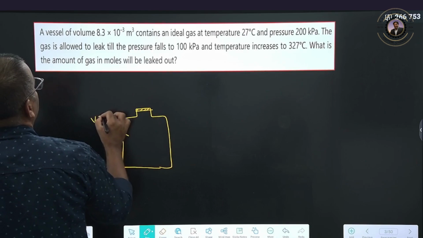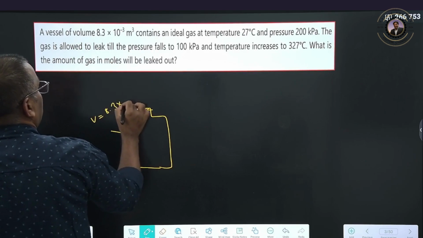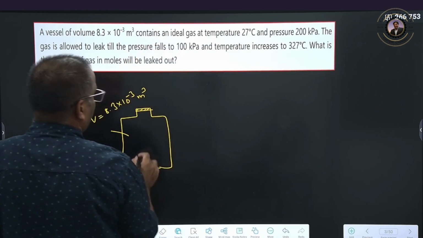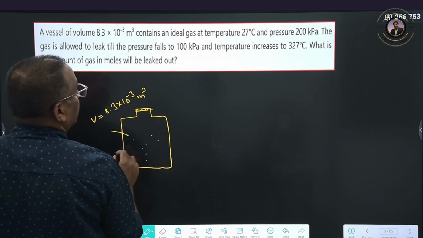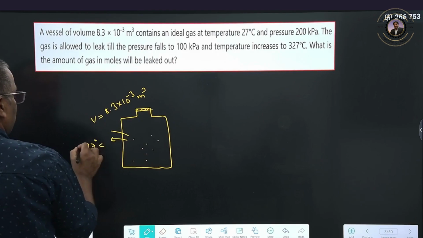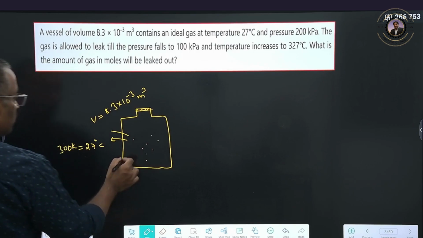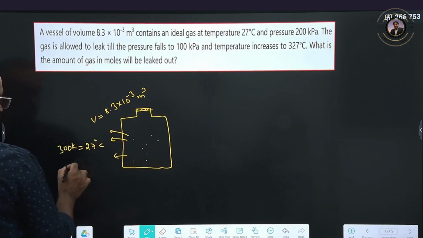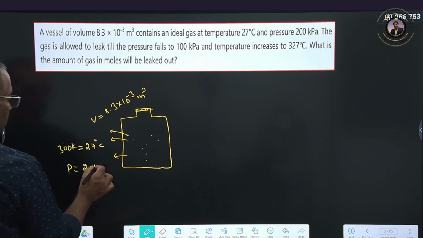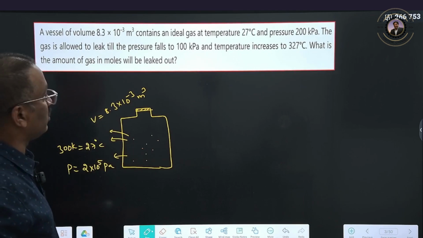Volume is given as a vessel of volume 8.3 × 10^-3 meter cube, SI unit only, and it contains an ideal gas. The temperature is about 27 degrees centigrade, which means 300 Kelvin. The pressure is also given: 200 kilopascal, which means 2 × 10^5 pascal. All are given in SI units, so there is no need to change anything.